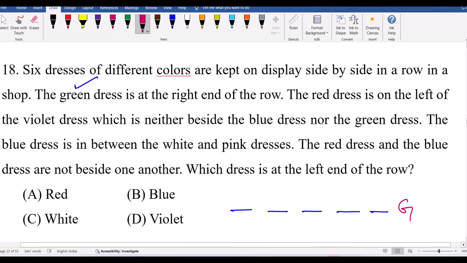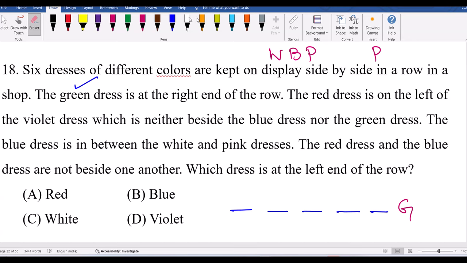Now here, the red is to the left of violet, which is neither beside blue nor green. The blue is in between white and pink. Blue is between white and pink. There is a chance it can be like this as well. It can be like this. Those three we need to put at one go. Red and blue are not next to each other.